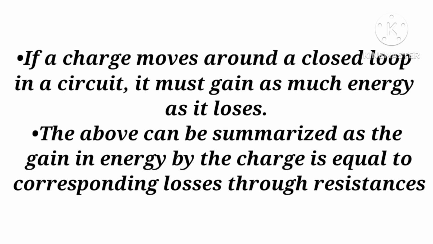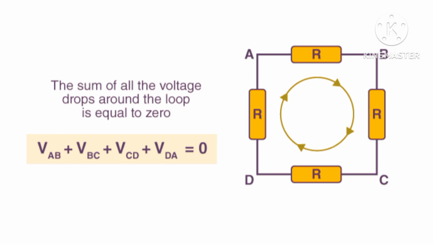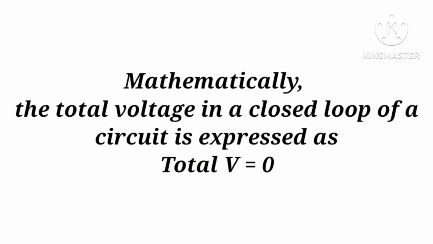If a charge moves around a closed loop in a circuit, it must gain as much energy as it loses, and there is no loss of energy. The above can be summarized as the gain in energy by the charge being equal to the corresponding losses through resistance. From this figure we can understand the sum of all the voltage drops around the loop is equal to 0. VAB, VBC, VCD and VDA have a sum equal to 0. That is, VAB plus VBC plus VCD plus VDA is equal to 0.